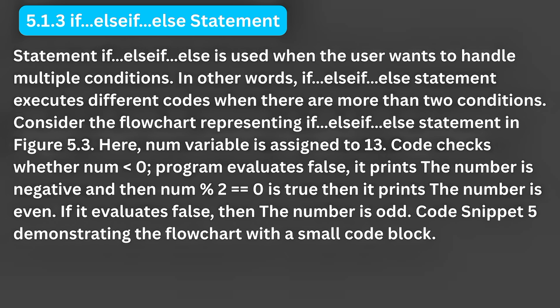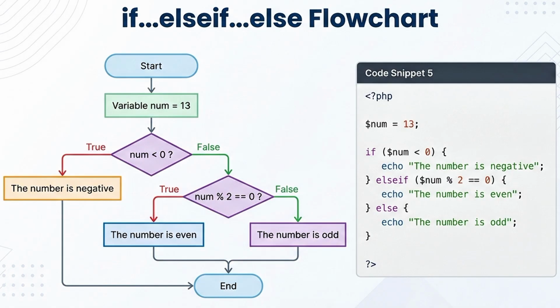This example demonstrates how if-elseif-else lets your program make more complex decisions by evaluating several possibilities in order. It's a key concept in building smart, flexible, and dynamic applications. The next code snippet will show exactly how this looks when written in PHP. Now, let's look at the flowchart and code snippet 5 to understand exactly how the if, elseif, else structure works step by step. Flowcharts are extremely helpful for beginners because they visually show the path a program takes when making decisions. So let's walk through it slowly and clearly.